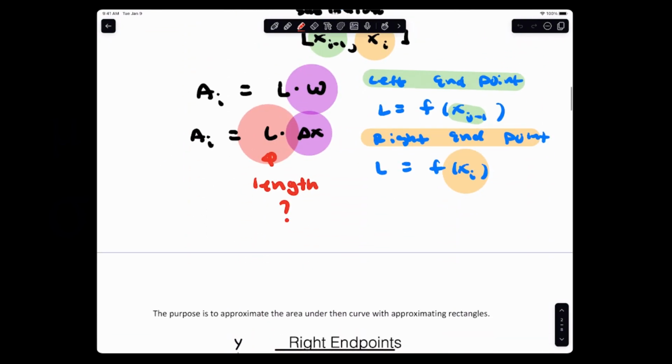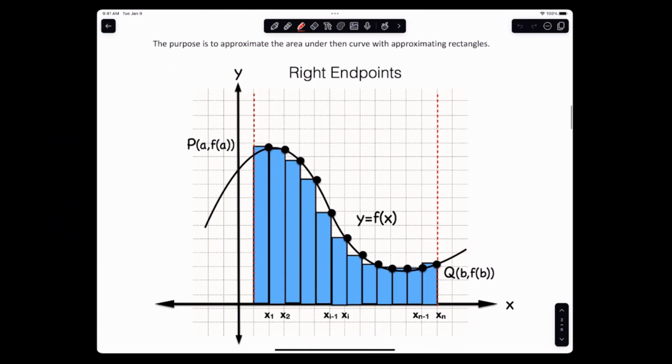So anyway, I just paraphrased everything. I got to the point. Now here's the graphic I use for all the right endpoint values. As you can see, we use all the right endpoint values of every one of those subintervals: x1, x2, x_{i-1}, all the way. And all the lengths are going to be f of those values.